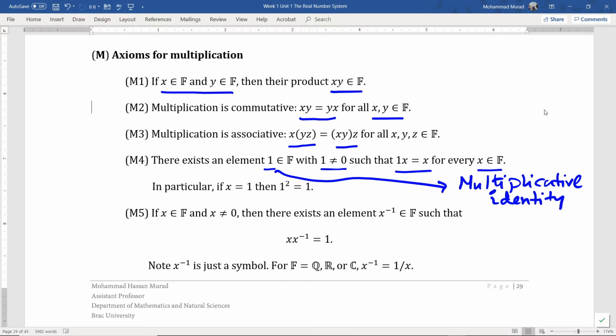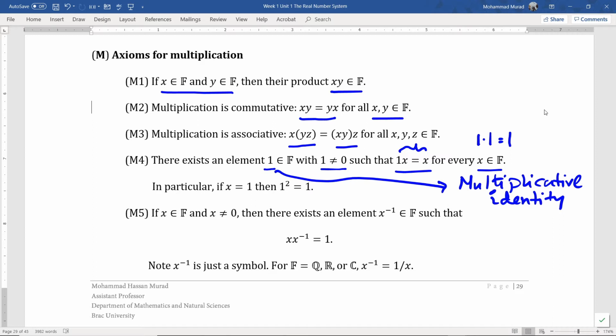In particular, if x is itself the multiplicative identity, then this relation gives 1 times 1 equals 1. Hence 1 squared equals 1. We should read this as: the product of the identity element with itself gives the identity element back.